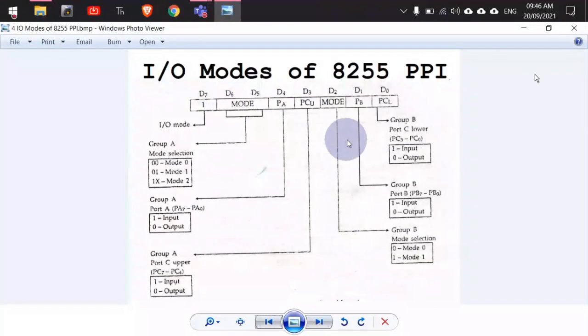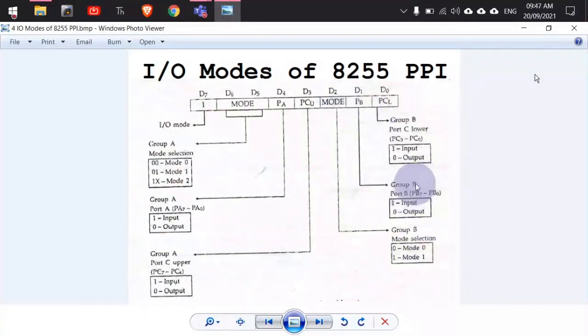You can see that the mode will be decided as mode 0 or mode 1, because you have already known that the port number B can operate only in mode 0 and mode 1. It can never go into mode number 2. So that is why by using a single bit for mode, you will be able to say whether it is operating in mode 0 or mode 1. It has no capability to operate in mode number 2. That is why a single bit is sufficient to decide the mode.